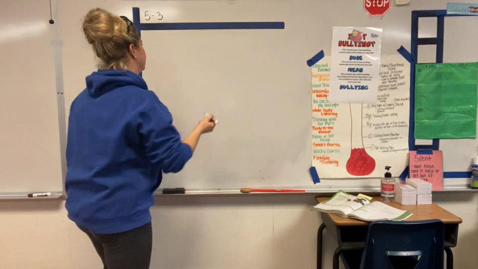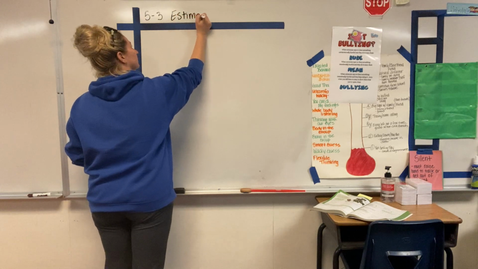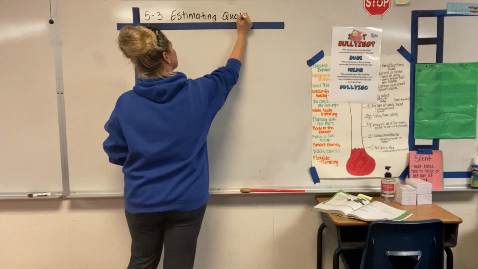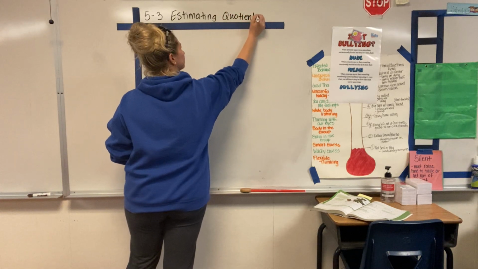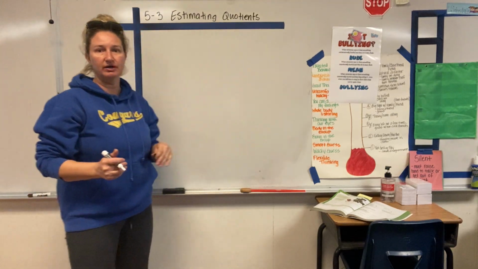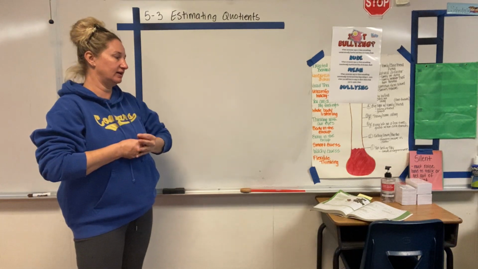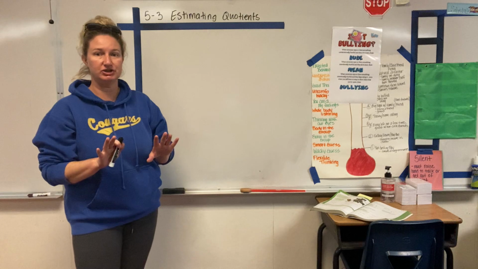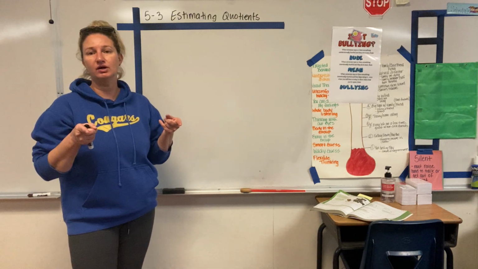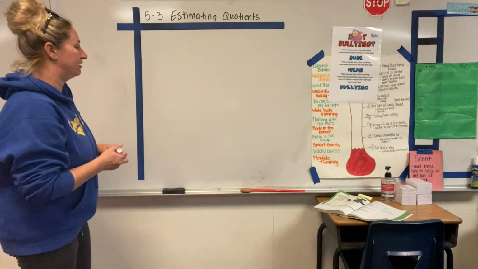Okay, and this is more estimating quotients. Estimating quotients, and that is division still. So quotients are the answer to a division problem. And this is exactly the same thing you did in 5-2, just with a little bit larger numbers. So that just means when you estimate, you're going to have more zeros at the end. So let's go over that.